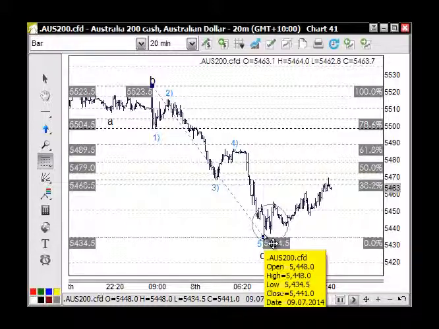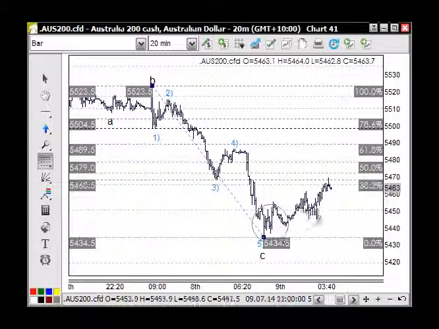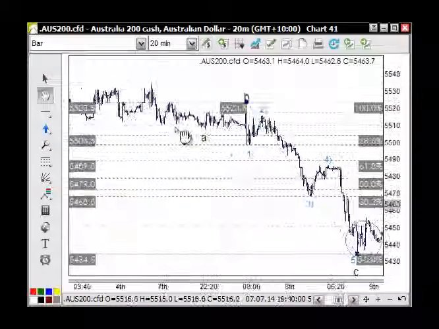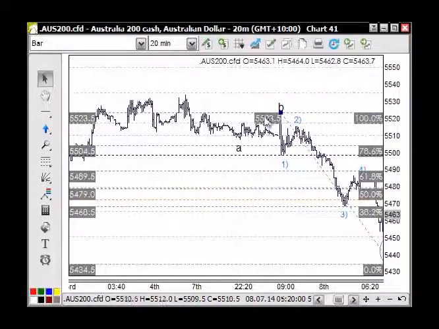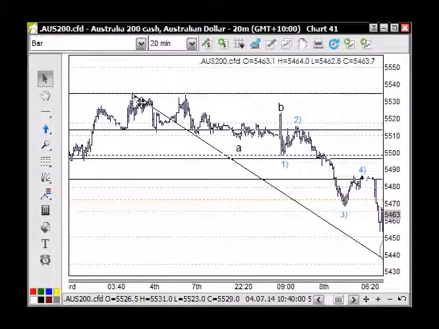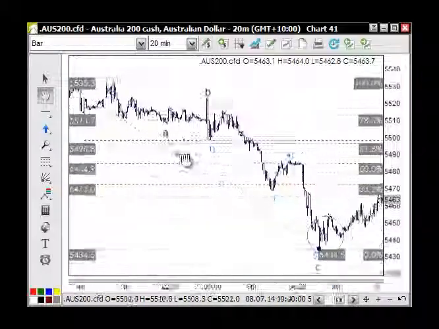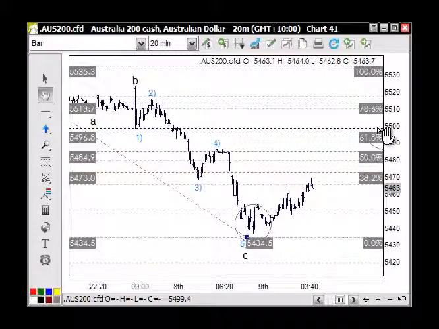The same with the S&P 500 at 1960. These lows need to stay in place, and we need to see impulse waves building to the upside here. But as I mentioned, the 61.8 retracement level from these current highs here brings us back up to roughly the 5,500 here.